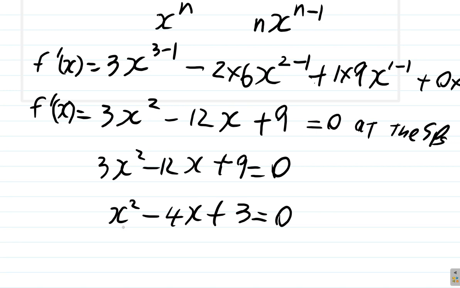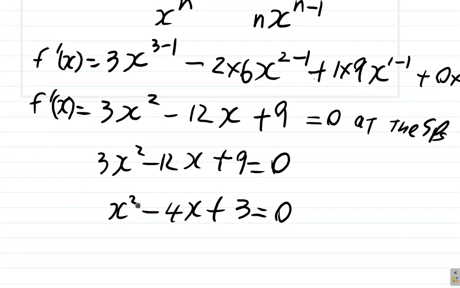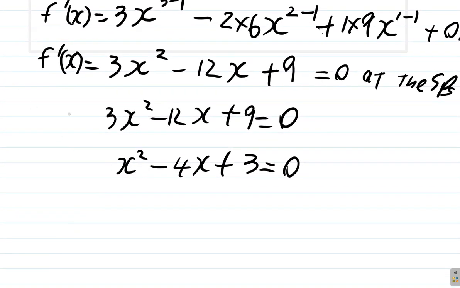Now, can we solve this by factorization? Let us see. AC method. We could use the quadratic formula, no problem. So let's try factorization. If we say 1 by 3, we get 3. Which numbers multiply to give you 3 and add to give you negative 4? I have negative 1 and negative 3.